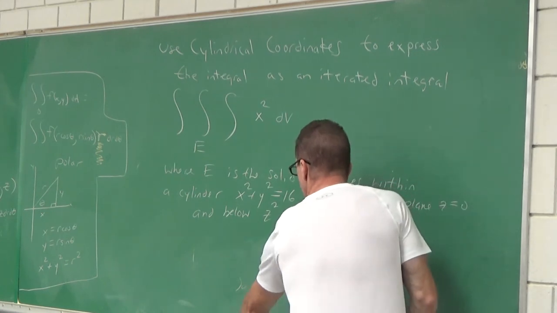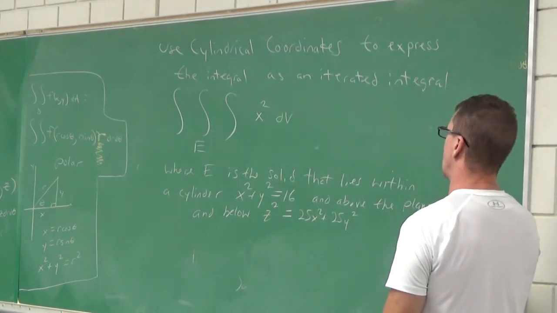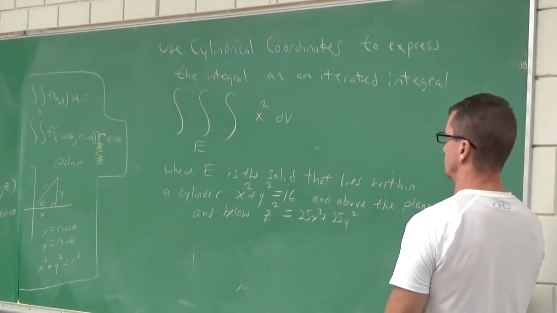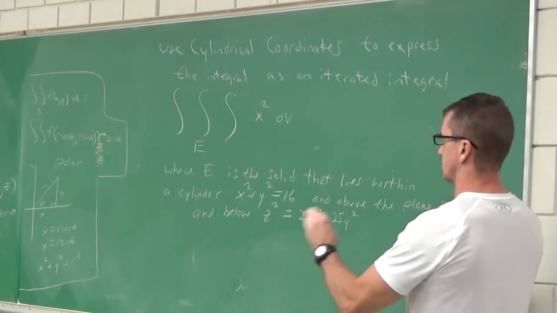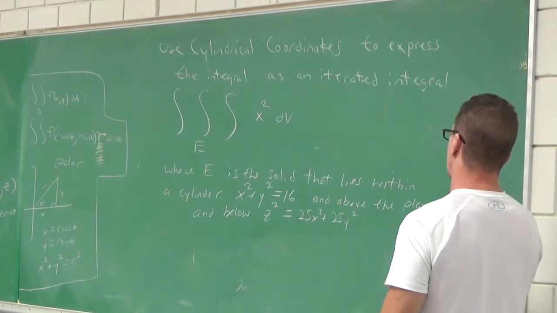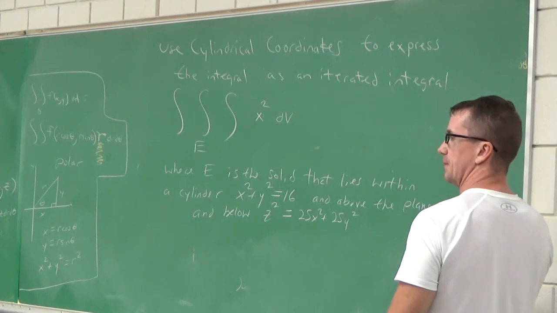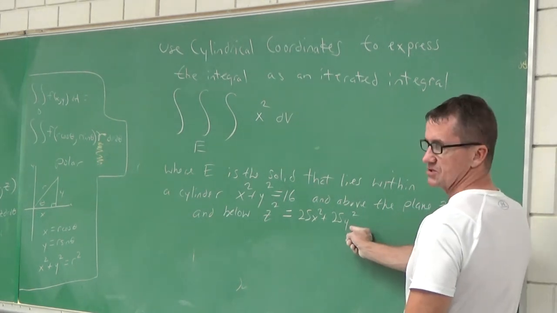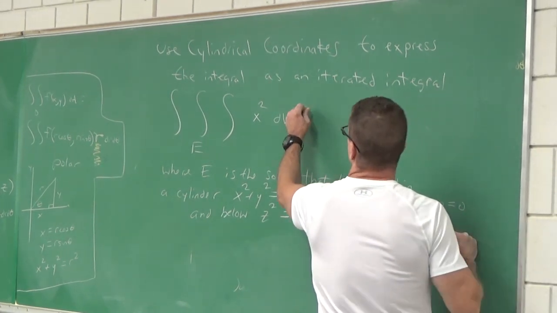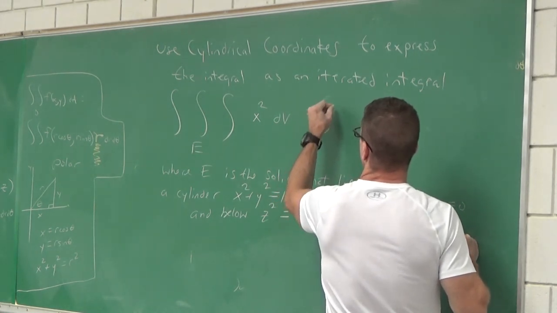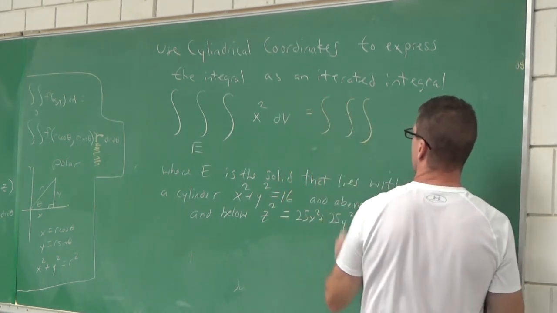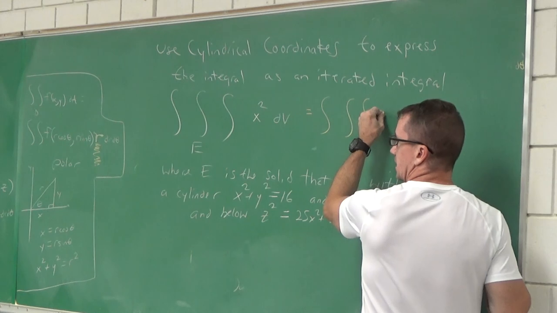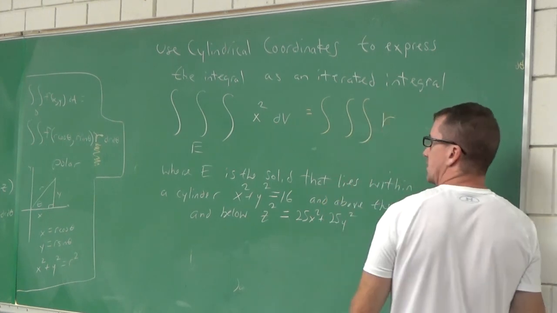You know what we do? E is the solid that lies within a cylinder, x squared plus y squared equals 16. Now, when there's a circular cylinder, the solid's going to be above this plane, but below this surface right here. So I'll put an equal sign, triple integral. What letter's automatic? R, right, dz dr d theta.